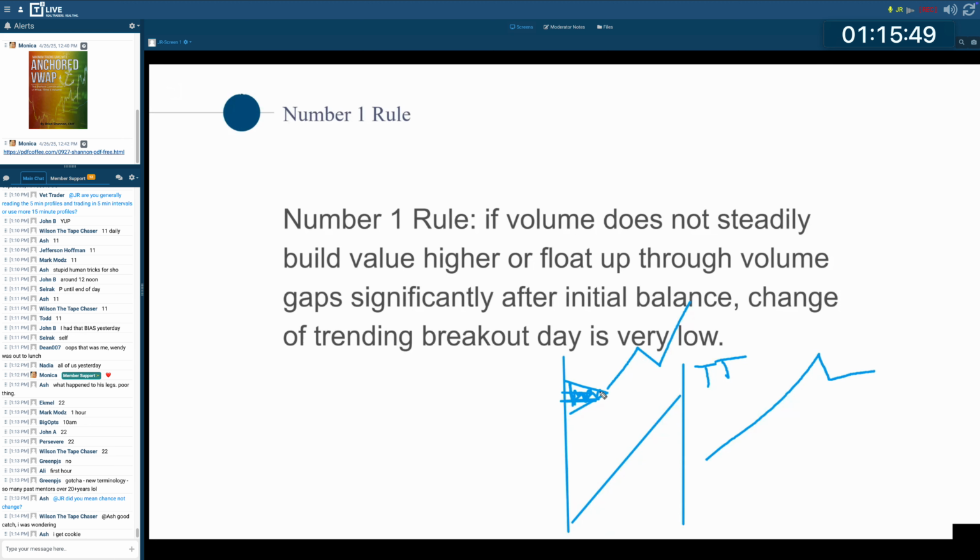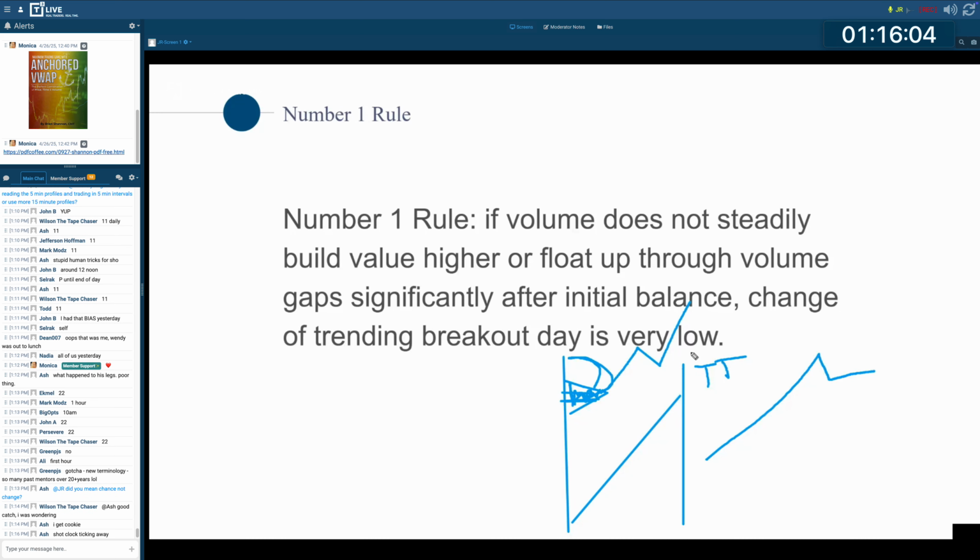So if you don't continue to steadily build volume higher, so you hit imbalance, balance, you build a new cause here, you transactionally build value. If you don't either hit imbalance or start building volume profile higher here to start to look like this, it is very likely that move is going to get faded.